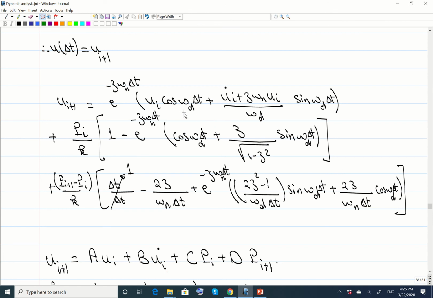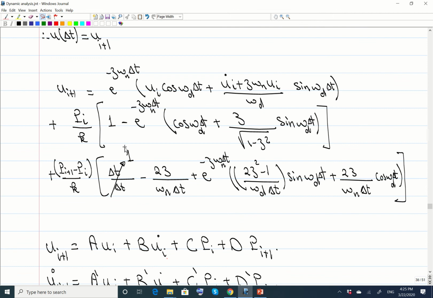As you see here, we're going to have some terms that are multiplied by u_i. So for example, this term is multiplied by u_i, this term here is multiplied by u_i. Here nothing is multiplied by u_i. So actually, if we sum the terms that are multiplied by u_i, that's going to be a factor A. It's going to be e to the power negative zeta omega_n delta t cosine omega_d delta t, and then e to the power negative zeta omega_n delta t multiplied by zeta omega_n divided by omega_d sine omega_d delta t. So that's the factor A.